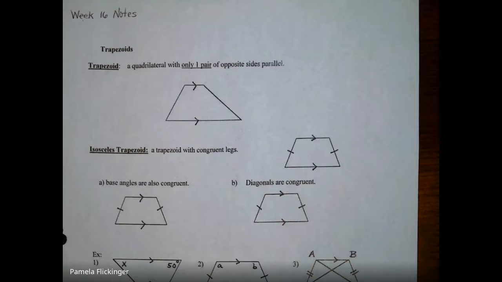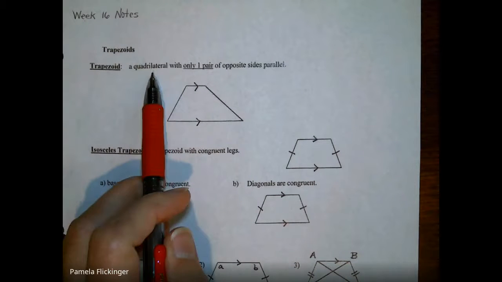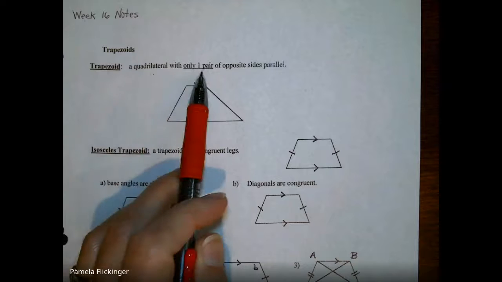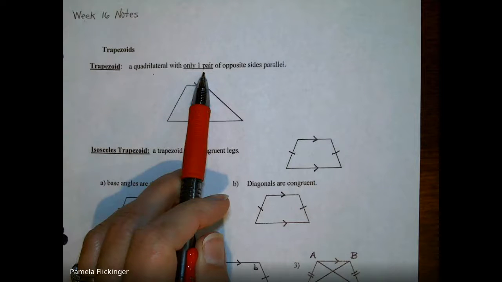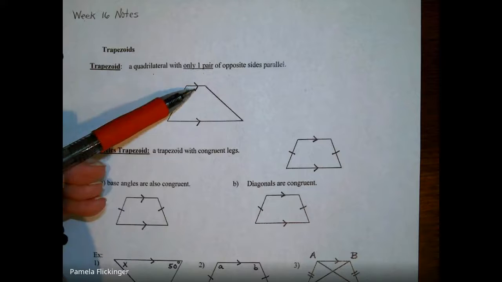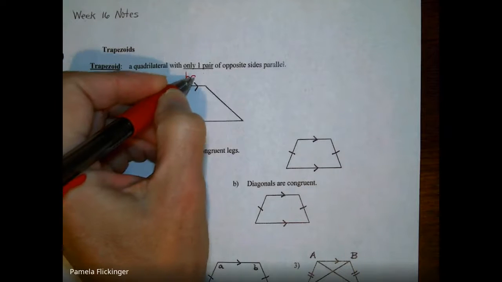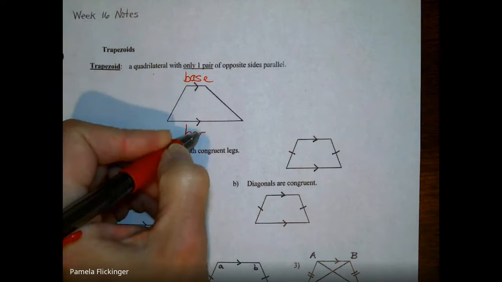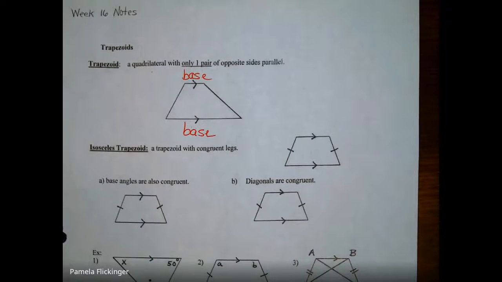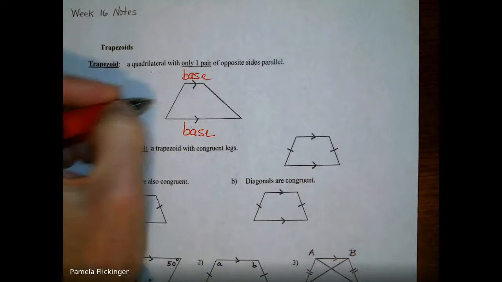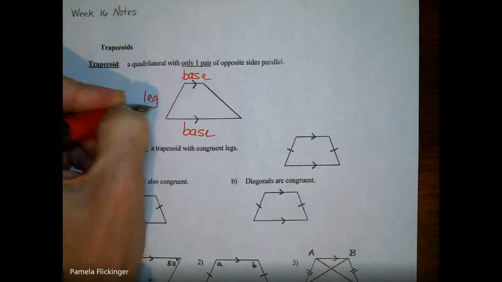So to finish our polygon unit, we are going to finish up this week talking about two other shapes, trapezoids and kites. Today we're going to do trapezoids. A trapezoid is a quadrilateral, meaning it has four sides, but it only has one pair of opposite sides that are parallel. So you can see those are marked in our picture. Those two parallel sides are known as bases. So when you talk about the bases of a trapezoid, those are the ones that are parallel. The other two sides are legs.